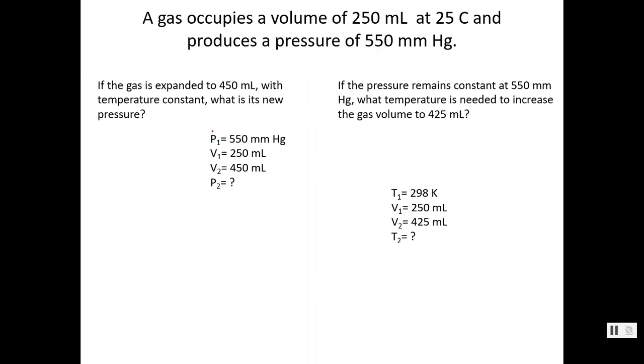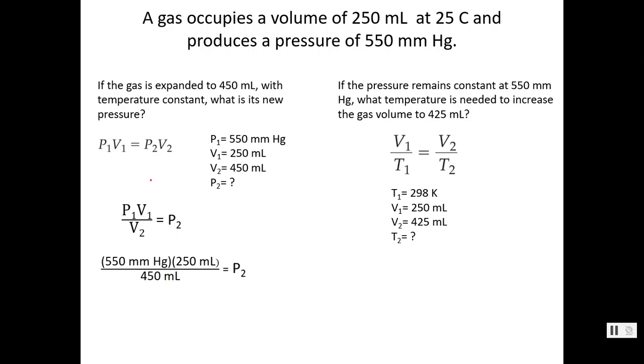I have written down from that same problem, initial pressure, initial volume, final volume. I need to find a final pressure. And so we said it's going to be P1 V1 is equal to P2 V2. To solve this equation for P2, hopefully you can see by now if I divide both sides by V2 to get P2 by itself, I'm left with P1 times V1 divided by V2.